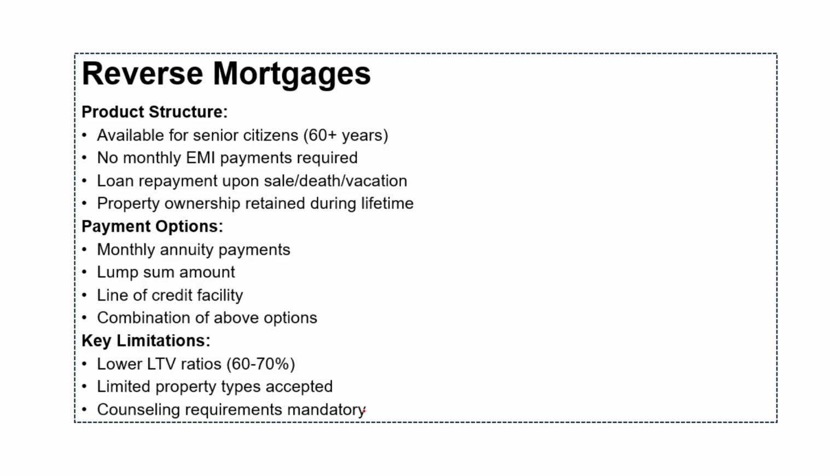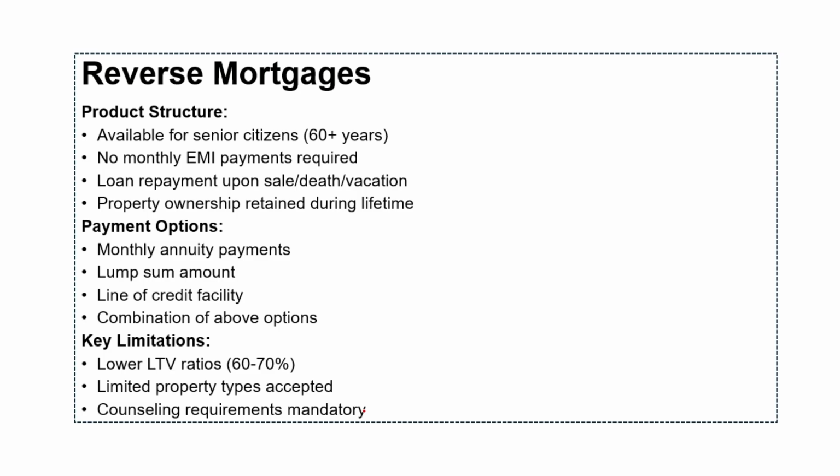Retained property ownership during lifetime addresses seniors' emotional attachment to their homes and desire to age in place. Payment options provide significant flexibility. Monthly annuity payment creates predictable income streams similar to pensions.